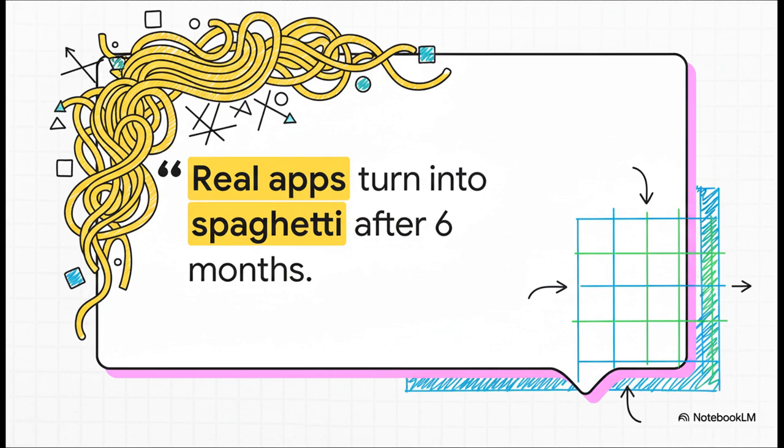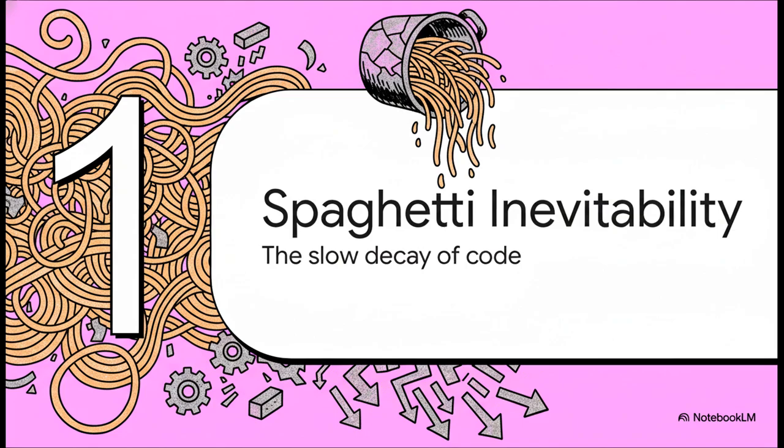The source material puts it so bluntly. Real apps turn into spaghetti after 6 months. You know that feeling. If you've ever had to work on a project you were once super proud of, and now you can barely figure out where to make a change, you know exactly what this is talking about. This whole thing is so common that it almost feels inevitable.